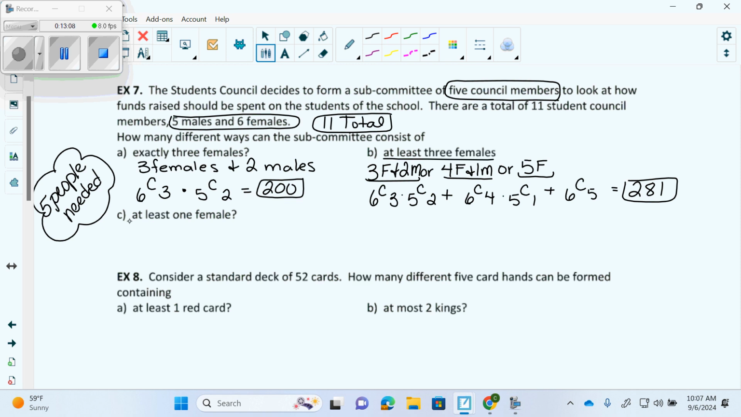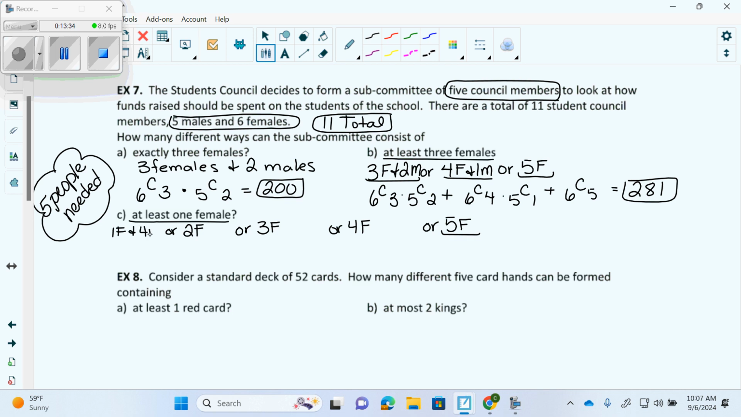Then this one says at least 1 female. We're going to learn to be able to do method 2 on Monday, which will make this way faster, because it's a lot of cases. At least 1 female means 1 or more. So I have 1 female, or 2 females, or 3 females, or 4 females, or 5 females. This case is done.